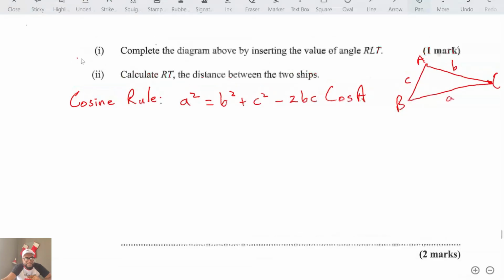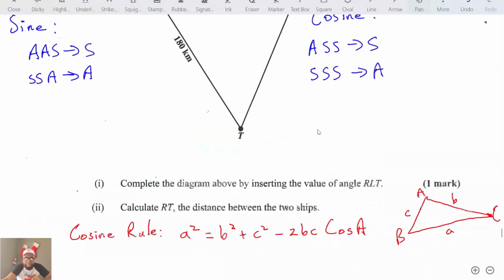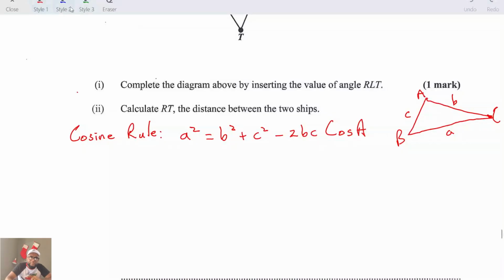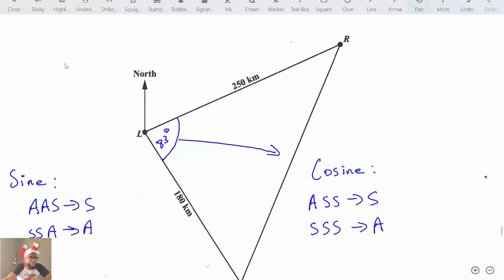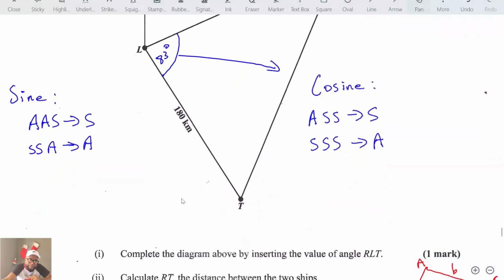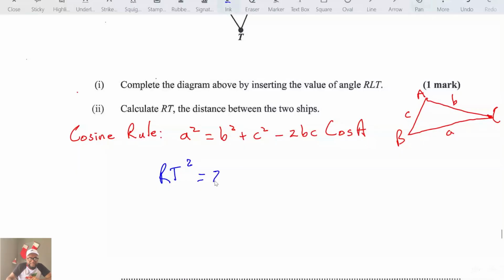So we're going to give some perspective to this question up here. Common A will be what we're trying to find, which is RT. So RT squared is equal to, what are common B and common C? LR, which is 250, and LT, which is 180. So it'll be 250 squared plus 180 squared minus 2 by 250 by 180 cos of the only angle we have, which is 83.